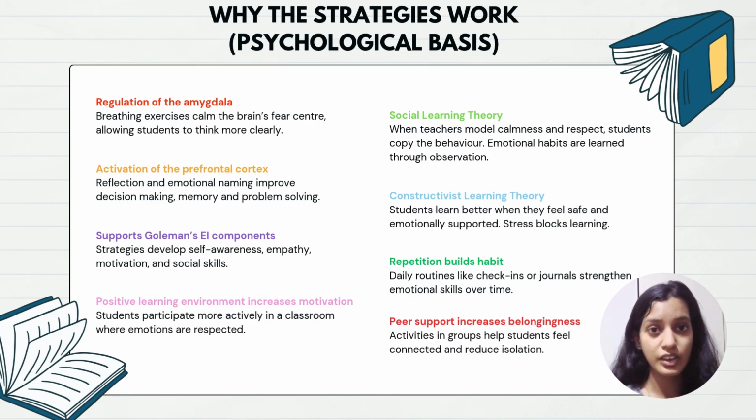According to social learning theory, students model teacher behavior, so calm, respectful teachers shape emotionally strong students. Constructivist theory also shows students learn better when they feel safe. Emotional strategies reduce stress and support that.